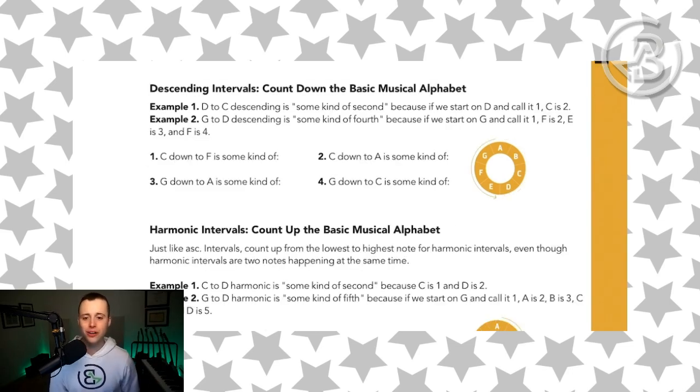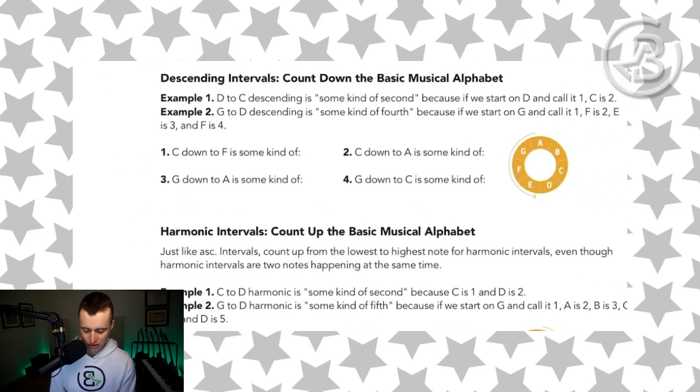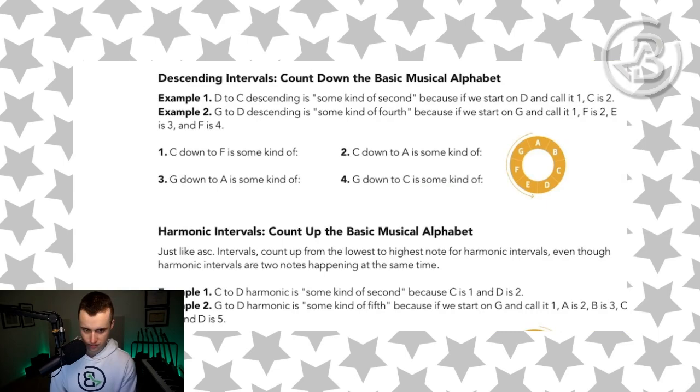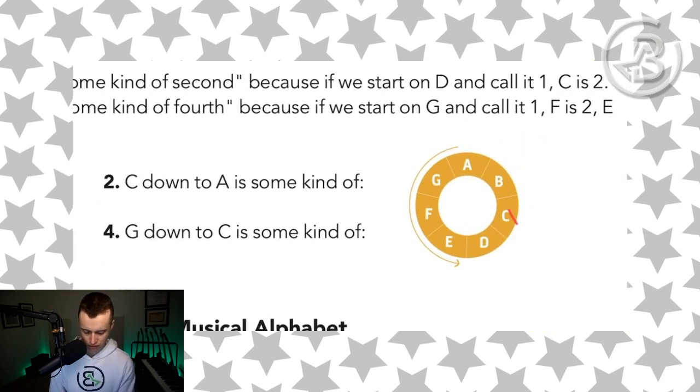In this lesson, we are going to talk about figuring out the distance of descending intervals. So to figure out the distance of descending intervals, that's from the highest note to a lower note, melodic, we're going to count backwards down the basic musical alphabet to get our some kind of distance. So let's look. C down to F. Okay. C is 1, B is 2, because we're going backwards now. A is 3, G is 4, F is 5.